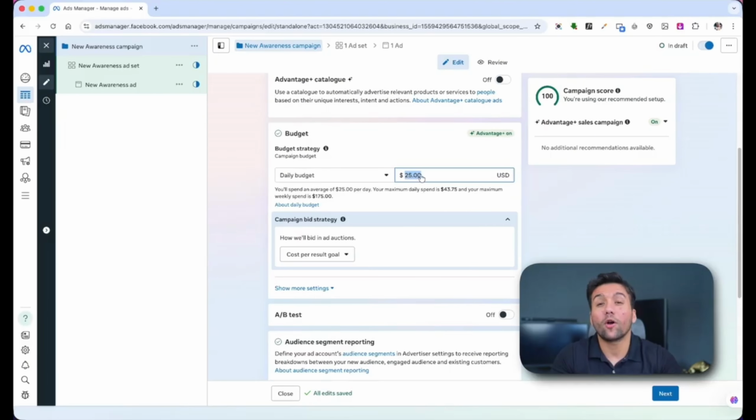Now let's talk about how much to spend when starting. When starting a campaign, you need to decide how much money to spend per day. This is your starting budget. Here's the easiest way to think about it: the faster you're going to learn, the faster you're going to get to the point where you can start to generate results.